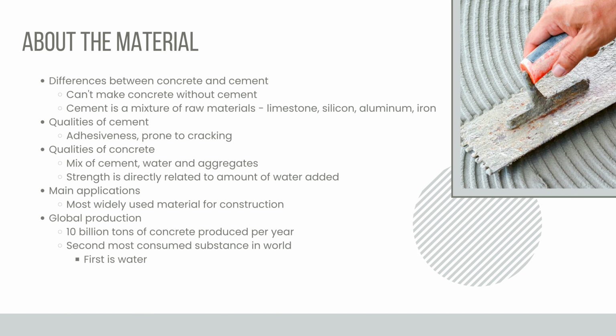Cement is a blend of a variety of raw materials: calcium, silicon, aluminum, and iron. The most common type of cement is Portland cement, which is actually named after where the limestone is mined. Cement has adhesive qualities that bind well to many different surfaces, which is why it's such a good material, its ability to bind. But it's typically prone to cracking and not suitable for large jobs.